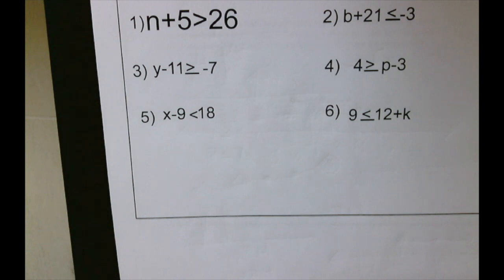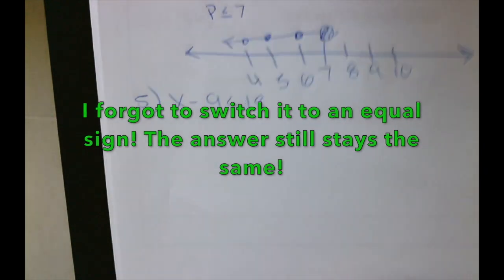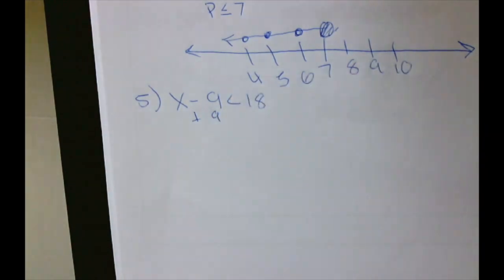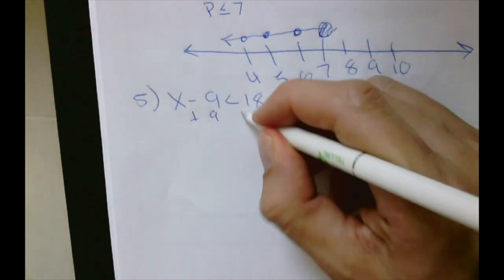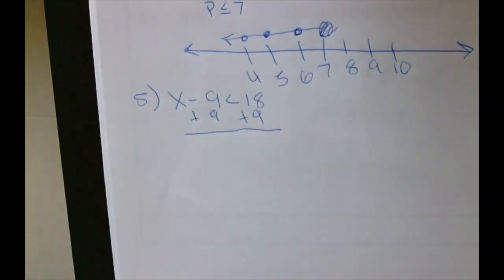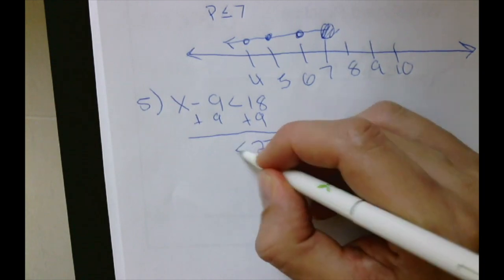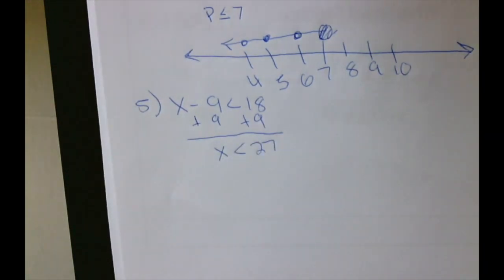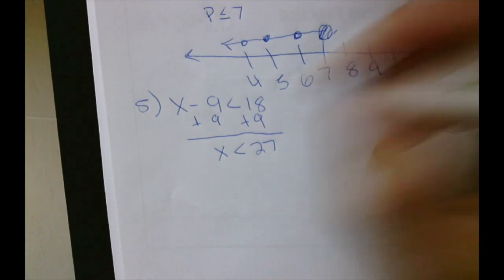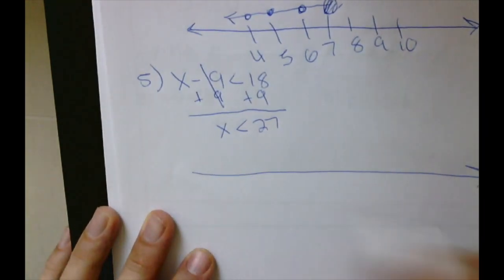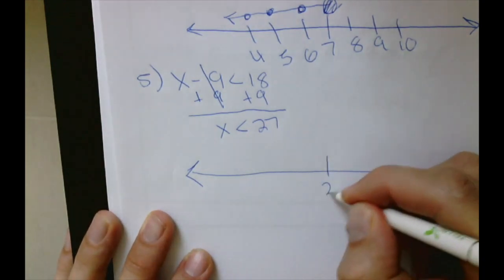Number 5. X minus 9 is less than 18. Since I'm minusing 9, I'll go ahead and add 9. If I add 9 to the left side, I'll add 9 to the right side. 18 plus 9 is 27. My 9s cancel out. Finally, I'll draw this on a number line. I'll go 3 bigger than 27 and 3 smaller than 27.